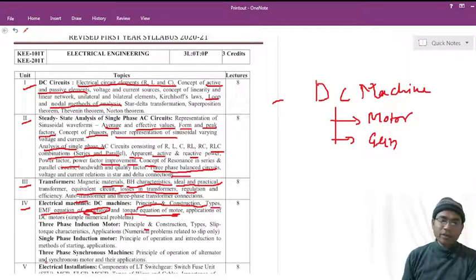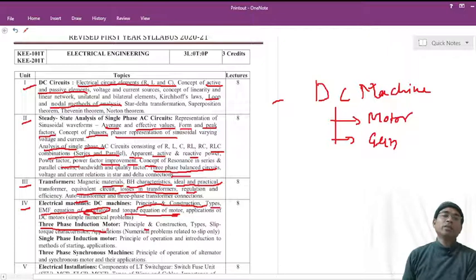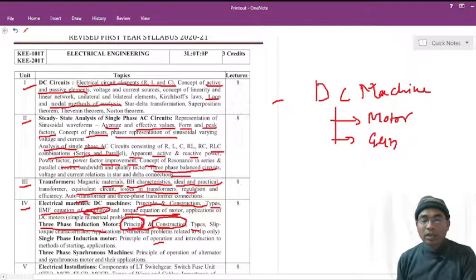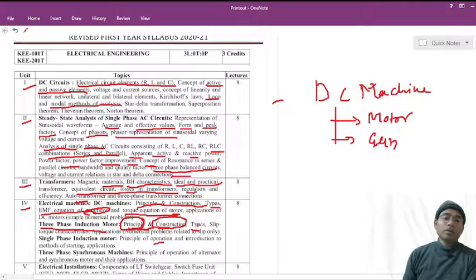In a 3-phase induction motor, the next topic is the 3-phase induction motor. The 3-phase induction motor is a very useful motor. Almost 90% of motors used in industry are 3-phase induction motors. So one must have knowledge about this motor. So you will cover the working principle of the 3-phase induction motor, and then construction. Its construction is very simple, working is also very simple, and then types. There are basically 2 types of 3-phase induction motor. One is the slip ring type.